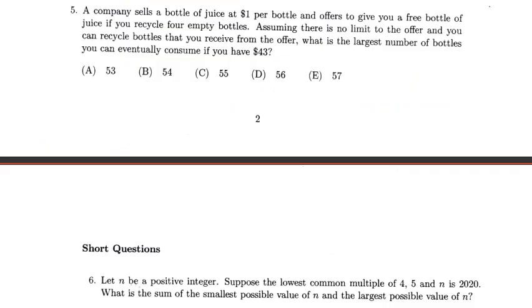It will be D. SMO 2020 junior section first round. A company sells, problem number 5. A company sells a bottle of juice at $1 per bottle and offers to give you a free bottle of juice if you recycle 4 empty bottles. Assuming there is no limit to the offer and you can recycle bottles that you receive from the offer, what is the largest number of bottles you can eventually consume if you have $43?